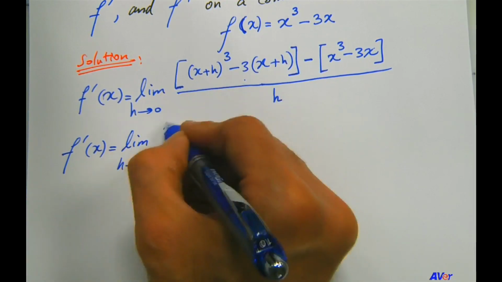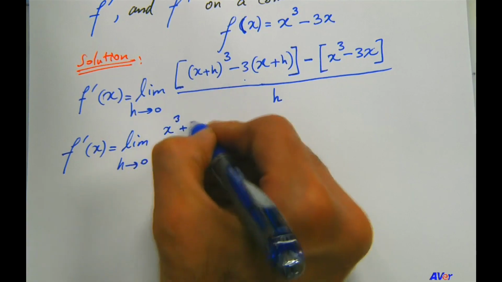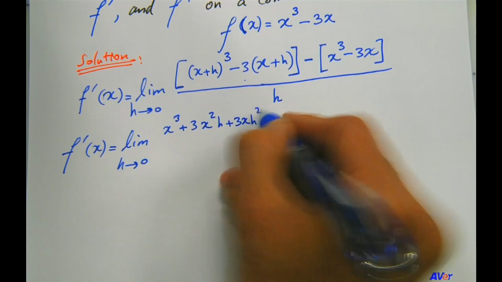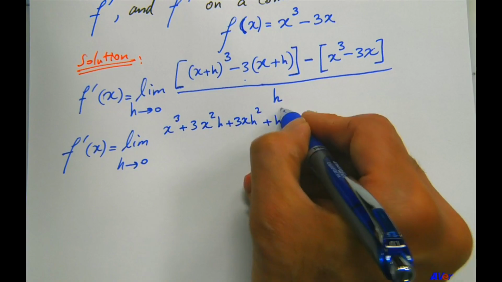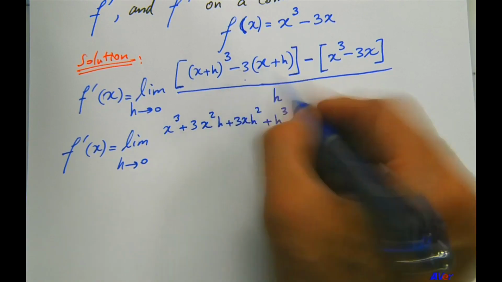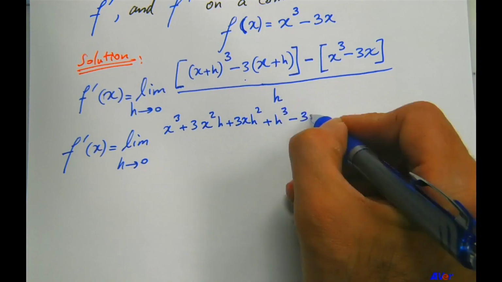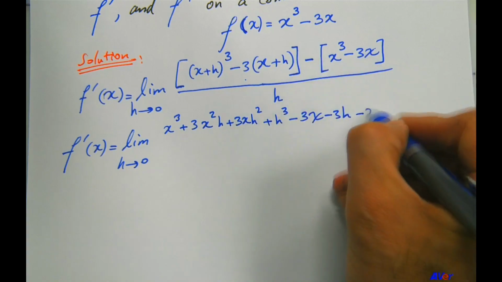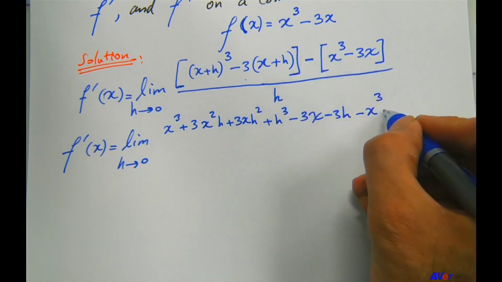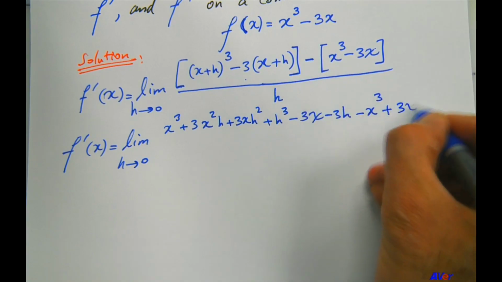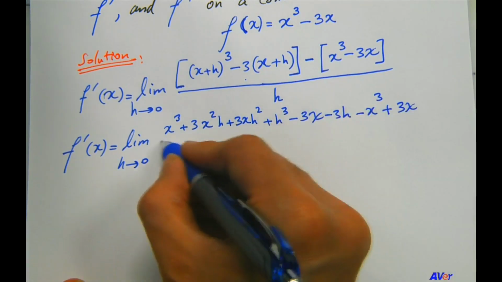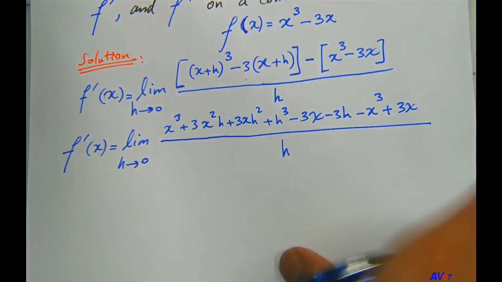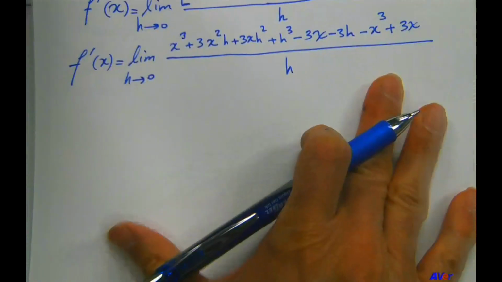So we have x cubed plus 3x squared h plus 3x h squared plus, of course, h cubed. Then let's distribute the minus 3 into that parentheses: minus 3x minus 3h. And then let's distribute this minus into all that. We get minus x cubed, minus minus, minus times minus is positive 3x. All of that divided by h. Okay, so let's simplify this expression a little bit, or as much as we can.